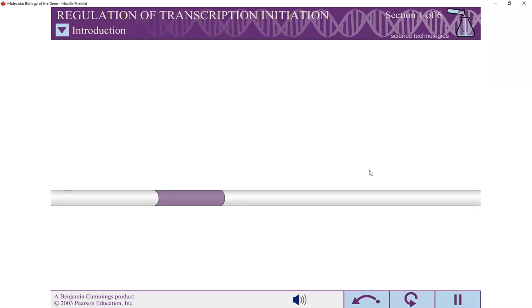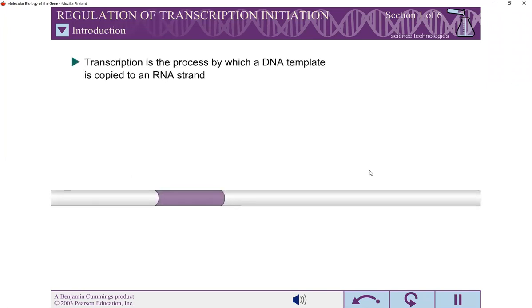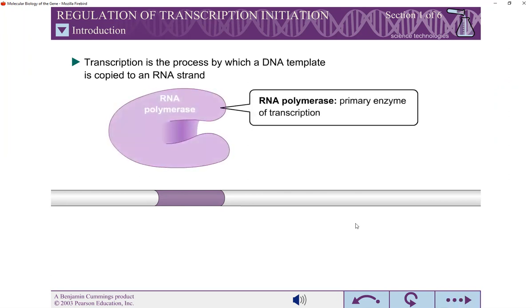First, we will review transcription. Transcription is the process by which a DNA template is copied to an RNA strand. The primary enzyme of transcription is RNA polymerase. So we are going to just review the process. You know that transcription involves the formation of an hnRNA or an mRNA transcript. The major enzyme that is involved is RNA polymerase.